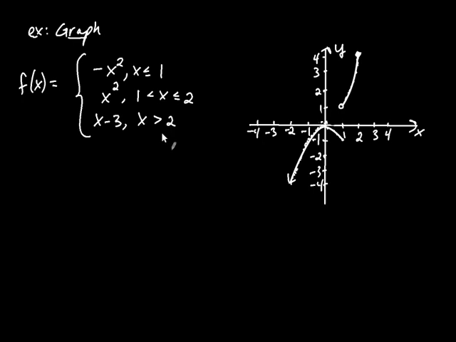And then we go on to the third branch, or the third part of our function, and it's the line y is equal to x minus 3. And that goes through the point, let's see, when x is 3, y is 0, so it goes through this point right here. And it goes through the point when x is 0, y is negative 3, so right there. So I want to graph the line through those 2 points. Let's do that. It's going to look like this.